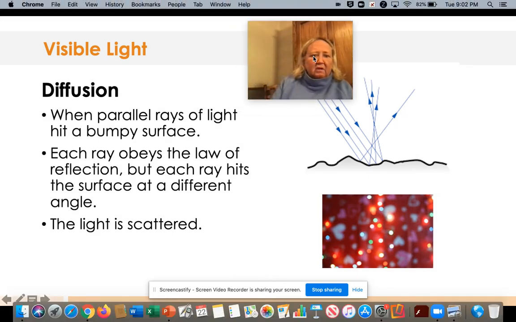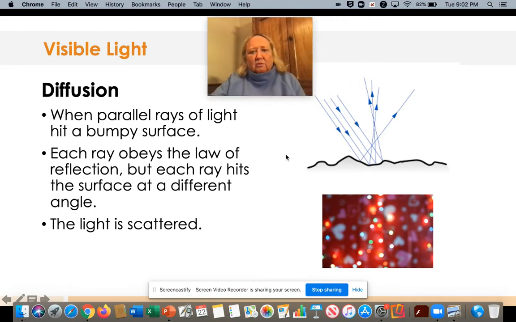Hey guys, we're going to pick up our discussion on light today with diffusion. Diffusion is when parallel rays of light hit a bumpy surface. I want to talk about what parallel is. That's when lines stay the same distance apart. In this case, light waves, lines in math, whatever. They never get closer together, they never get further apart. They're the same distance all the time.